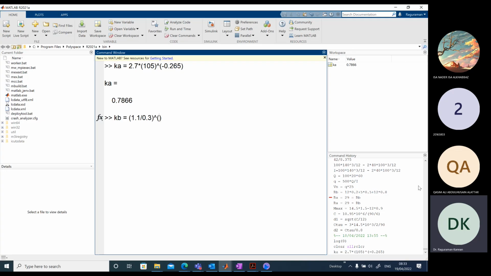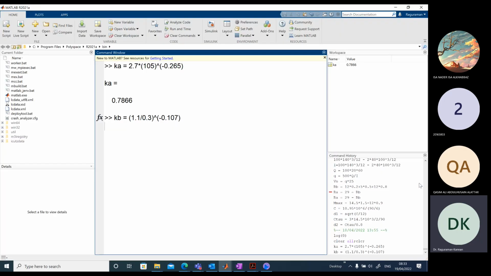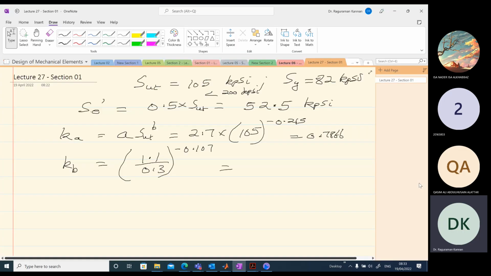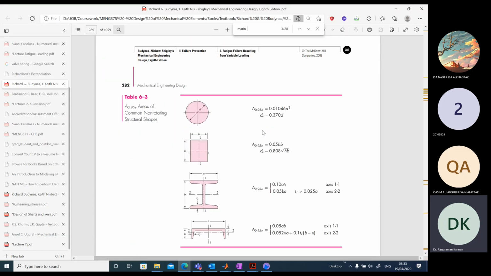Raised to the power minus 0.107. Yes, we have 0.8702. Let's say Kc. See the formula for Kc.